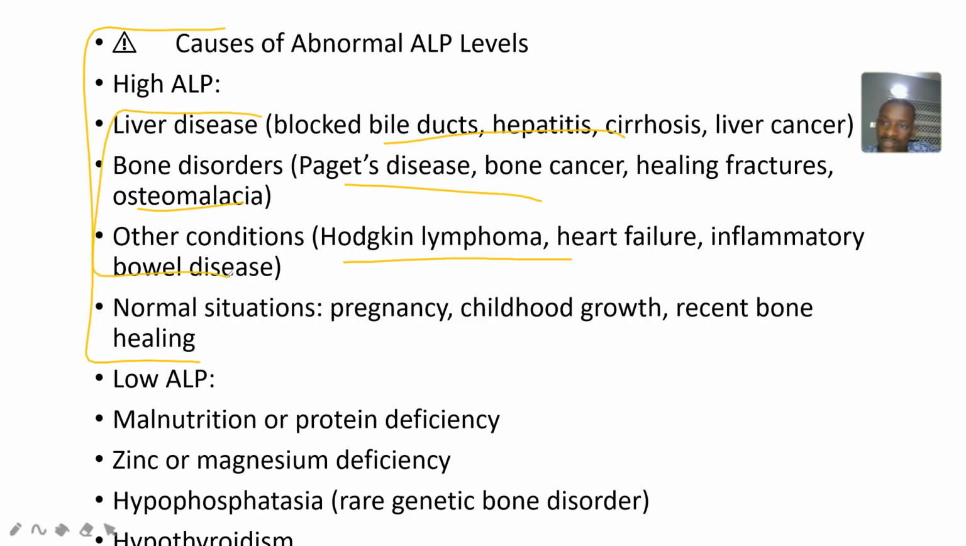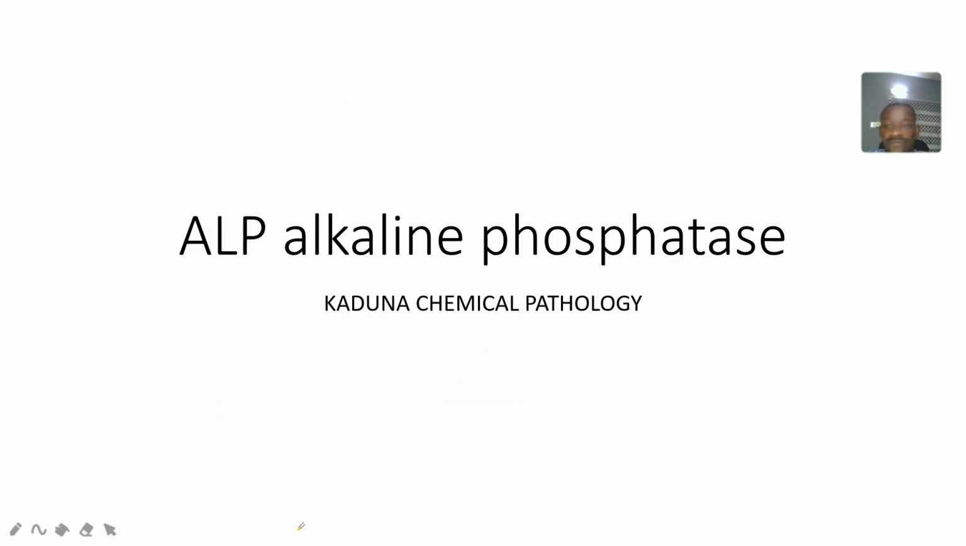Sometimes alkaline phosphatase can be increased normally, like when a woman is pregnant, as a child is growing, and if you recently had a fracture. Situations that could make alkaline phosphatase low include malnutrition, protein deficiency, zinc or magnesium deficiency, low phosphate levels, or low thyroid hormone levels. So that's what we got for this enzyme.